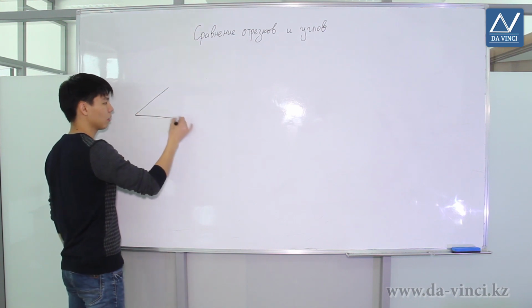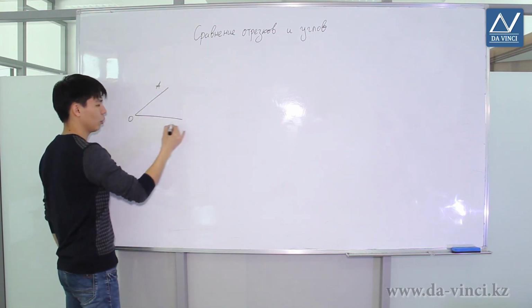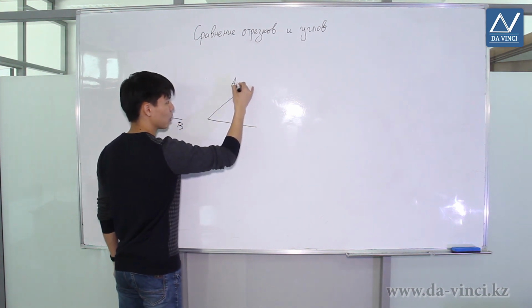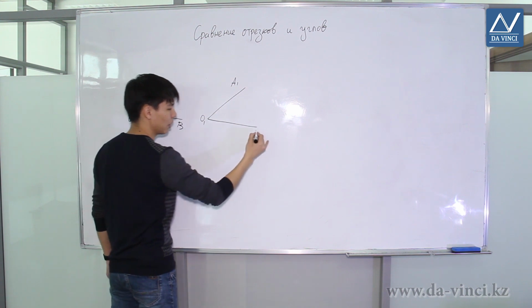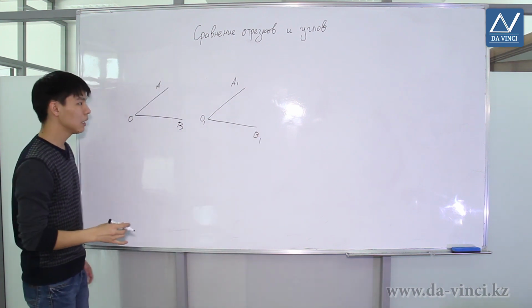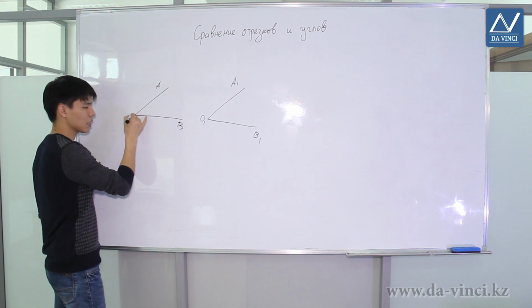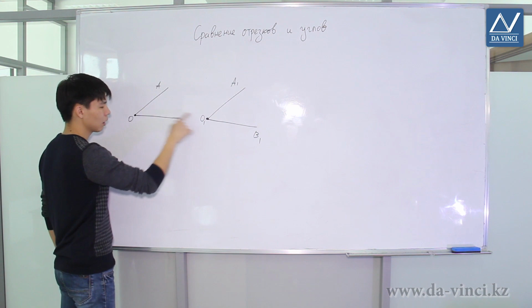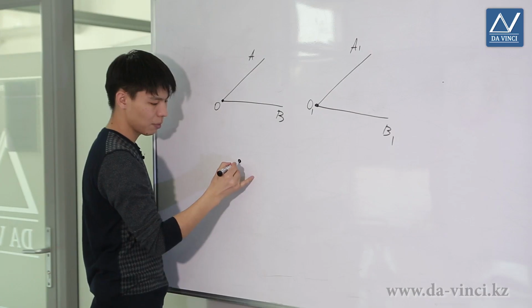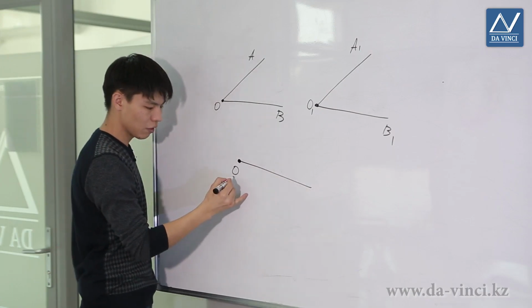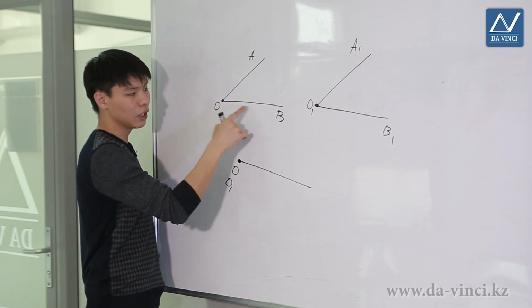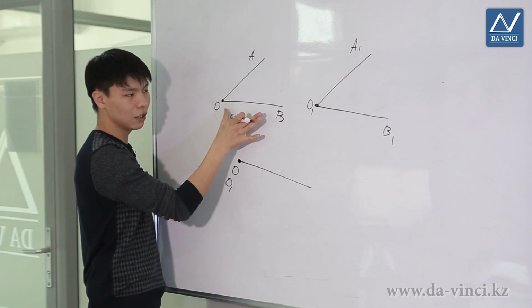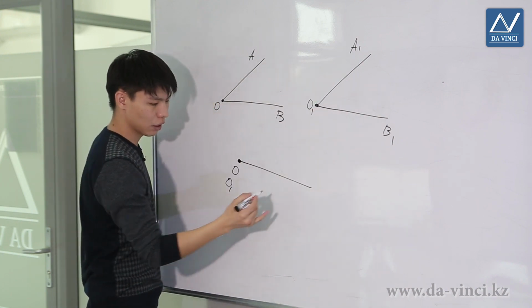Let's have two angles. Let's assume angle AOB, for example. For ease, I will label the second one as A1, O1, and B1. To compare two angles, follow these steps. Since the angle is formed by two rays from the same point, superimpose them so that the vertices of these angles coincide, i.e., point O coincides with point O1. And do it so that ray OB coincides with ray O1B1. In other words, one ray coincides with one ray of the other angle.